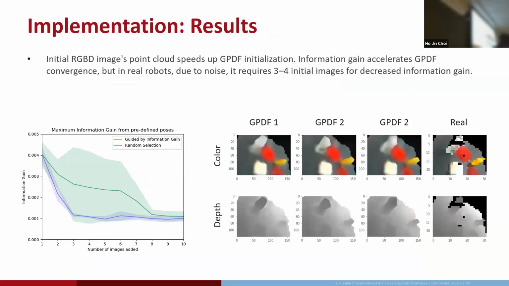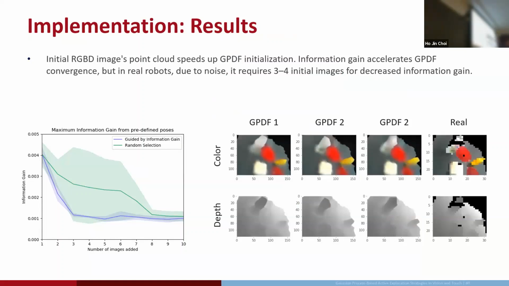The result of this implementation is that, first of all, when we tried initializing with a point cloud, that definitely sped up the initialization process a lot. And another thing we noticed was that our information gain accelerates the GPDF convergence compared to the random selection of the view. And this is the result from the simulation, where the blue one is guided by information gain and the green one is a random selection.